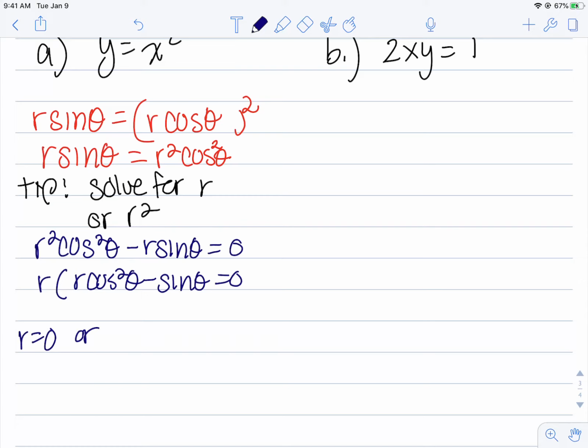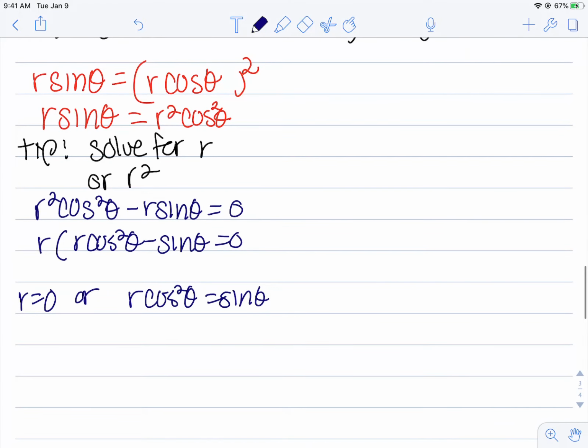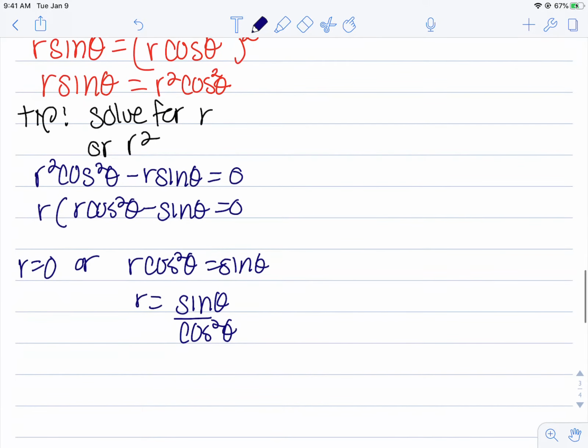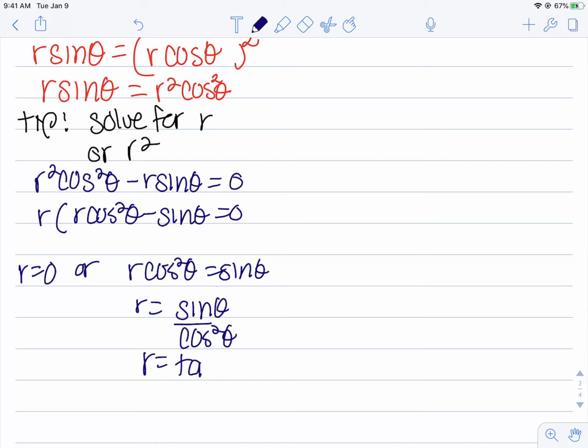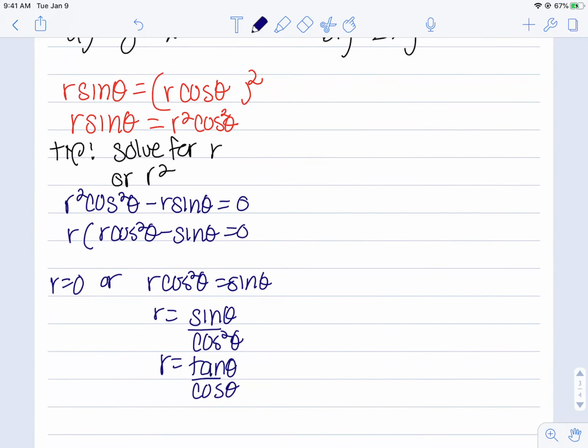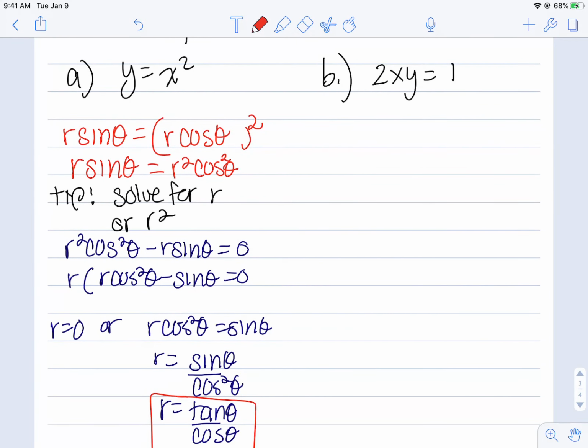So either r equals 0 or r cosine squared theta is equal to sine theta, right? Which is the same thing as r equals sine theta over cosine squared theta, which is tangent theta over cosine theta, or tangent theta secant theta. If this were some sort of matching, this is the most simplified form that you would get. Because r equals 0, that's not an equation, that's just the point, and that's not what we're looking for here. Okay, so that's part A.